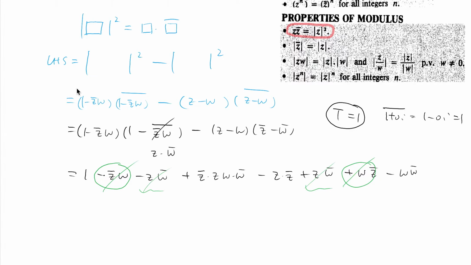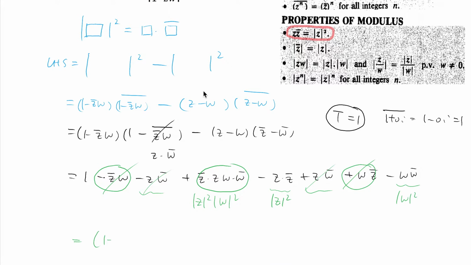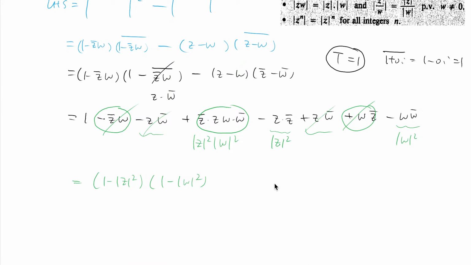Okay, and then what's z multiplied by z conjugate? That's just modulus of z squared. What's w multiplied by w conjugate? That's just modulus of w squared. And then here, it will just be modulus of z squared multiplied by modulus of w squared. So this entire thing just equals the right hand side, which is 1 minus modulus of z squared, 1 minus modulus of w squared. Okay, so we just proved the left hand side equals the right hand side step by step. So this is the first part of the question.